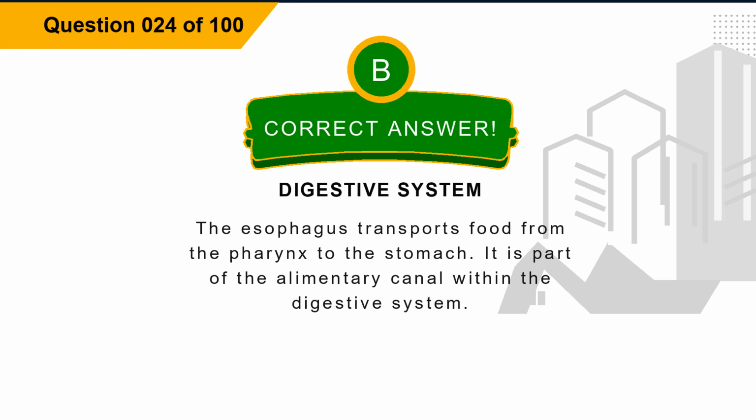Explanation: the esophagus transports food from the pharynx to the stomach. It is part of the alimentary canal within the digestive system.